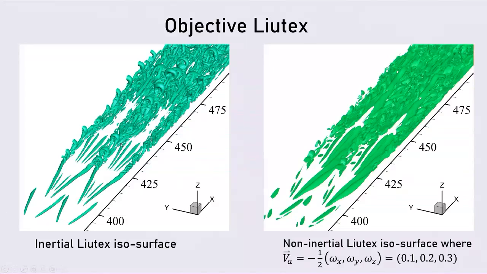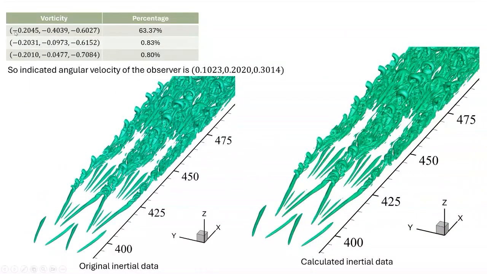Here we have the inertial Liutex isosurface, the regular Liutex isosurface. On the right, we are in the non-inertial reference frame, observing with angular velocity of 0.1, 0.2, 0.3, and this is what it would look like. The goal is to observe from this non-inertial reference frame and go back to the inertial reference frame. To do that, we find the most common vorticity vector.